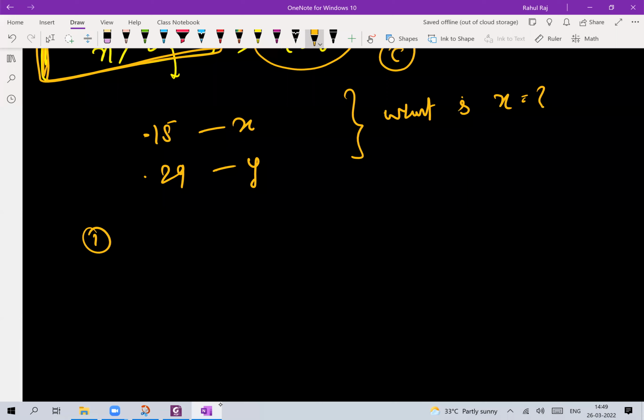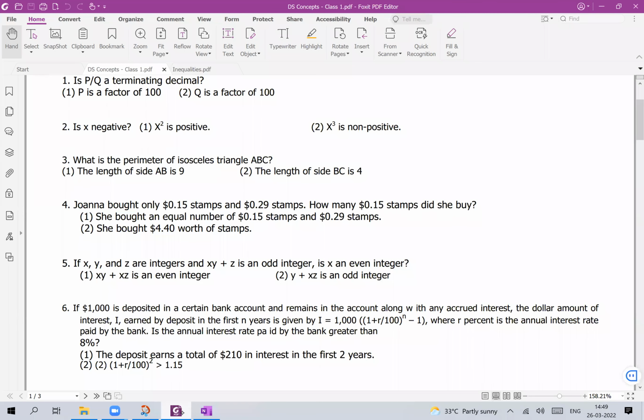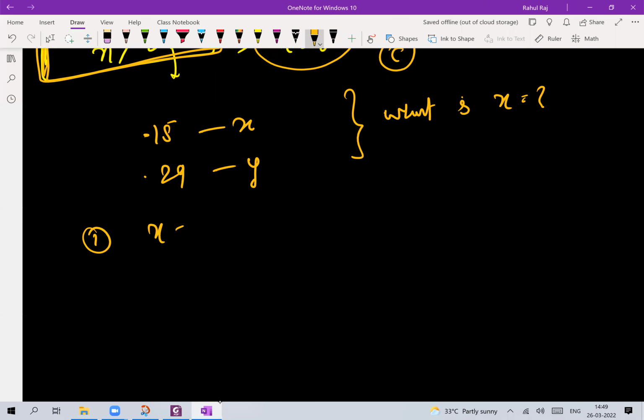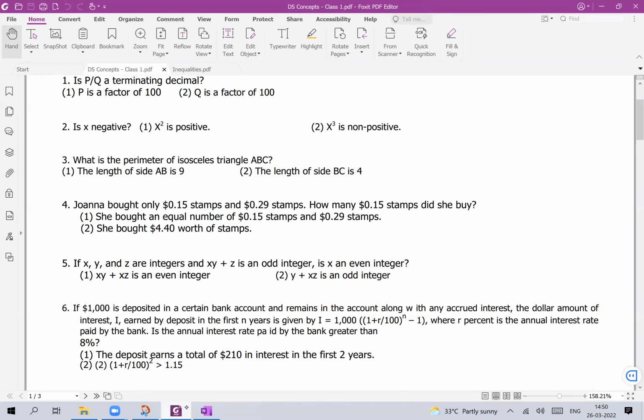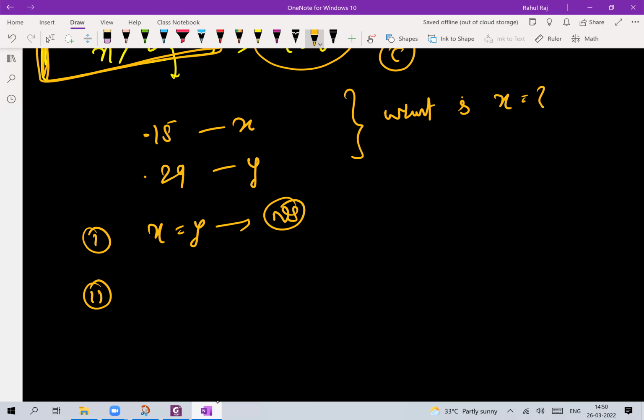Option number 1 says that she bought an equal number of 0.15 stamps and 0.29 stamps. It means X is equal to Y. I have no idea about the value of X and Y. I can straight away say this is not sufficient. Option number 2 says she bought 4.40 worth of stamps. It means 0.15X plus 0.29Y is equal to 4.40. Agreed?